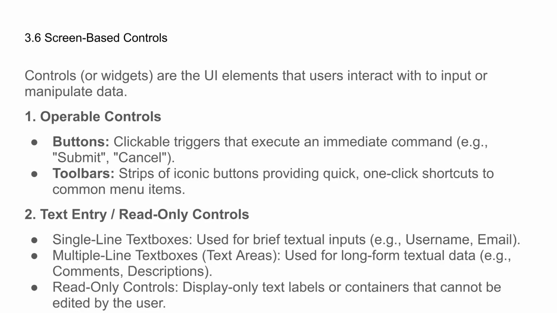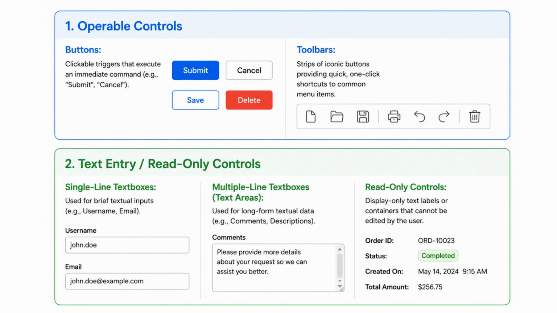Screen-based controls, or widgets, are how users manipulate data. These include operable controls like buttons and toolbars, as well as various text entry and read-only controls. Here we see examples of operable controls like submit buttons, as well as text boxes for user input, and read-only labels for displaying static information.